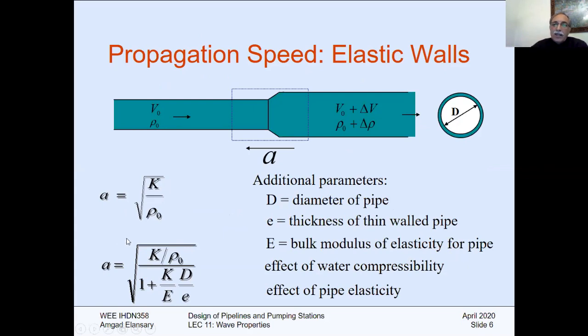And for the elastic case, taking care of the elasticity, the bulk modulus and the density, the general form is a equals the square root of K divided by rho over 1 plus K times D over E times e. As a summary of the parameters, the capital D here is the diameter of the pipe, e is the thickness of the thin wall pipe, K is the bulk modulus of elasticity. Effective water compressibility is taken care of by the bulk modulus. Effective pipe elasticity is taken care of by the Young modulus of elasticity, the capital E.